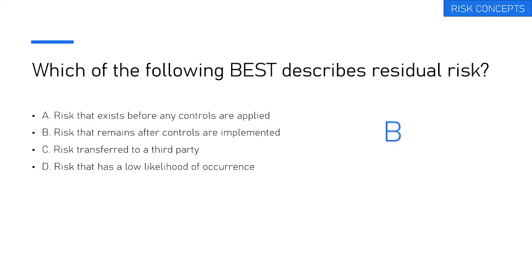Because choice A is risk that exists before any controls are applied. Before you applied any kind of control, the risk does exist. It's called inherent risk, right? Risk before controls. C, we talked about risk transfer to a third party. When you transfer to a third party, there won't be any kind of residual risk left, so it's out of the question. And if you look at D, it's low likelihood of risk. That does not define the residual risk.